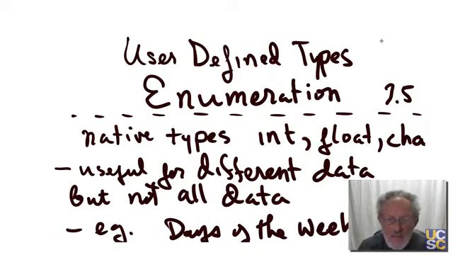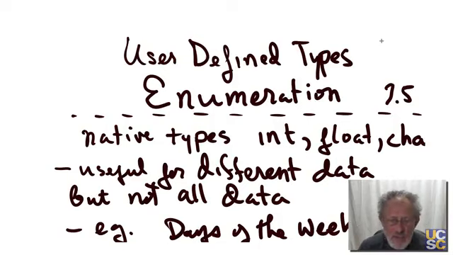So our first topic in this class is understanding what a user-defined type is. And the simplest form of user-defined type is the enumeration type. And if you're following along in a book on C, it's in section 7.5.